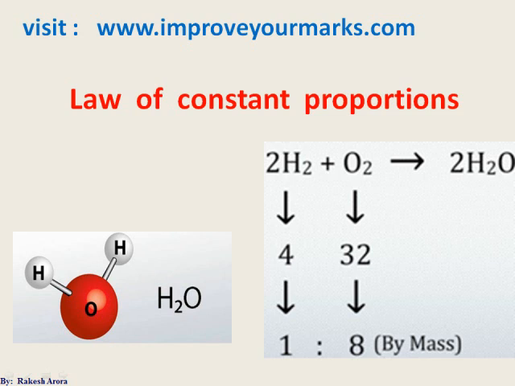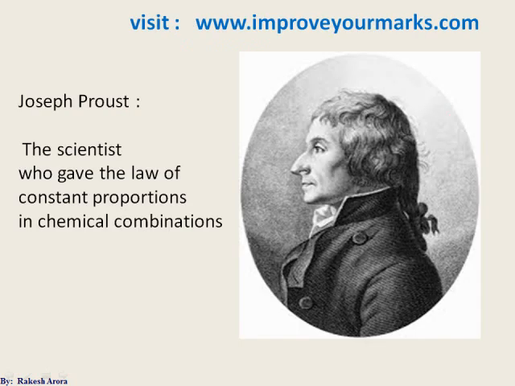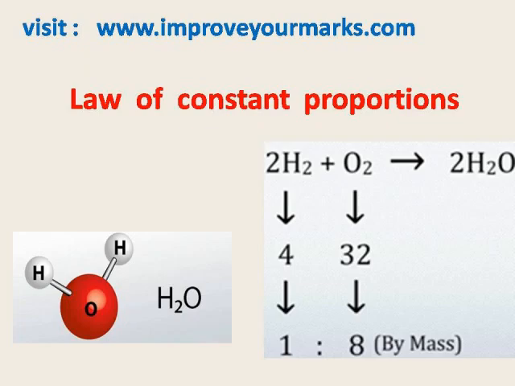Listen carefully. The law of constant proportions was given by Joseph Proust in 1779. According to the law of constant proportions, a chemical compound always consists of the same elements, combined together in the same proportion, by mass. Now, you may conclude this law like this: the proportion of each element in a chemical compound is constant, or fixed.